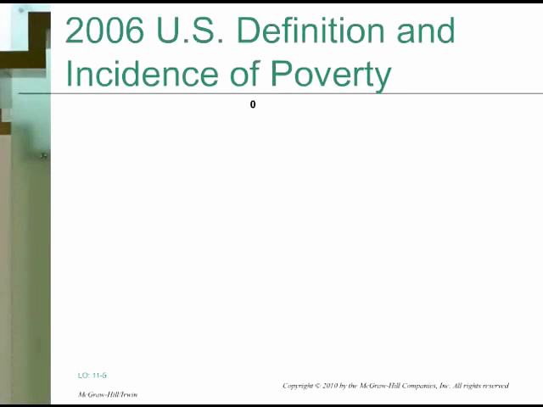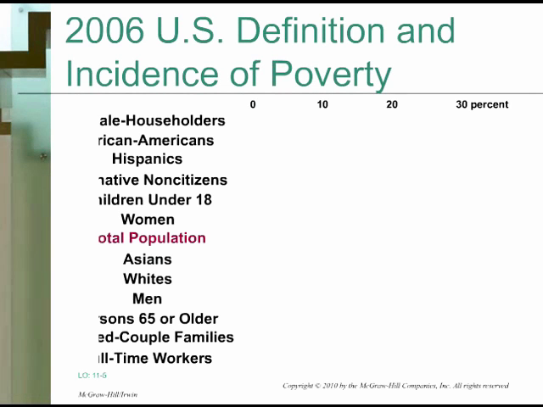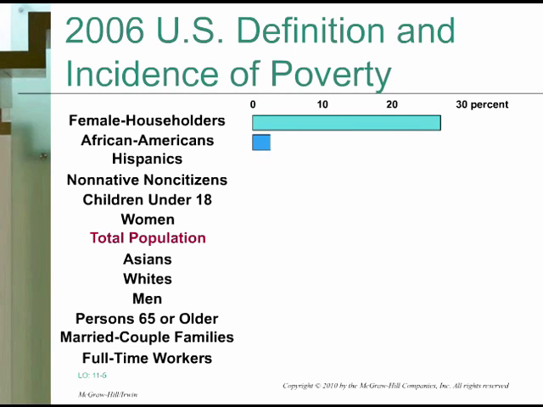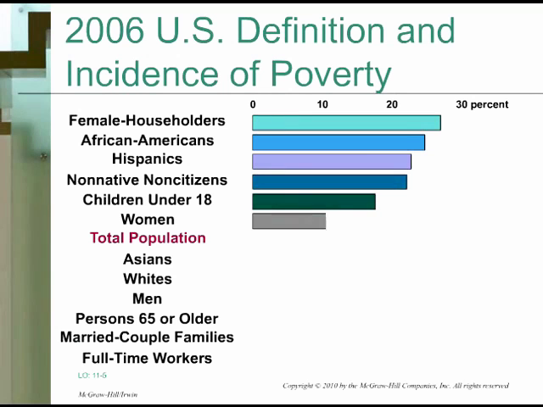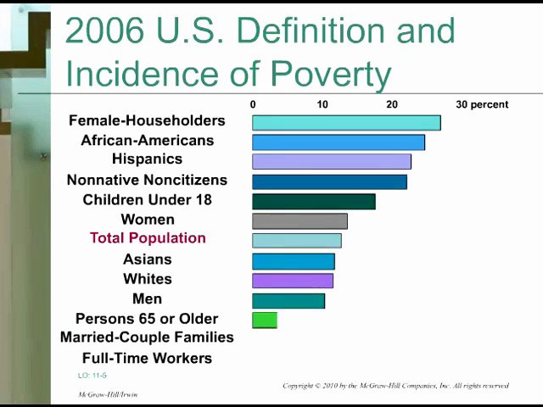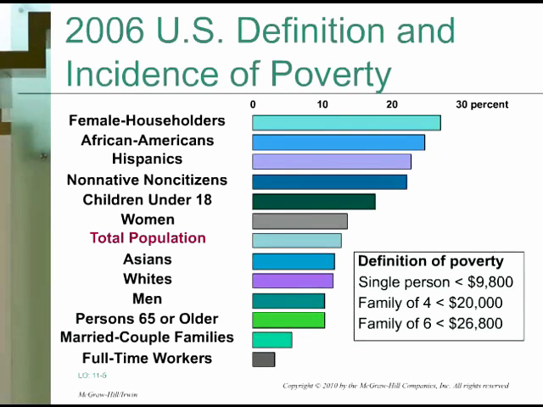In 2006, the official definition of poverty was annual income below $9,800 for a single person, below $20,000 for a family of 4, and below $26,800 for a family of 6. Using this definition, 12.3% of the total population was below the poverty line, with very different poverty rates across demographic groups. For example, the highest poverty rate was among female householders.